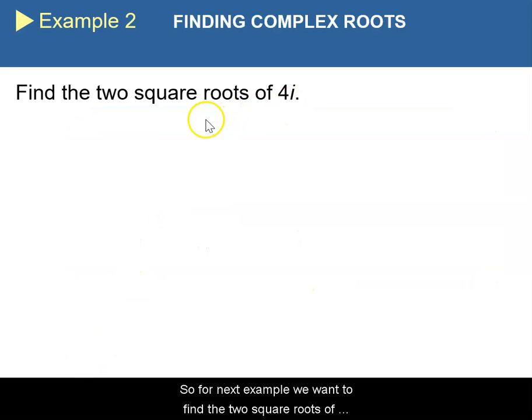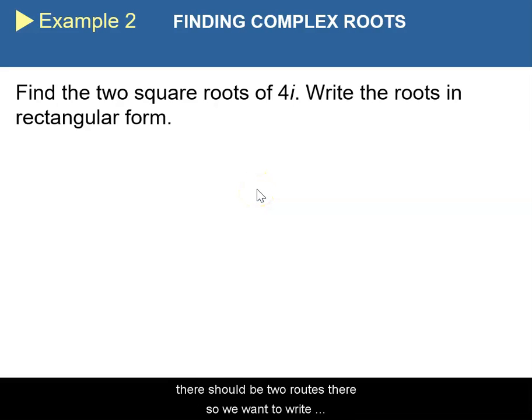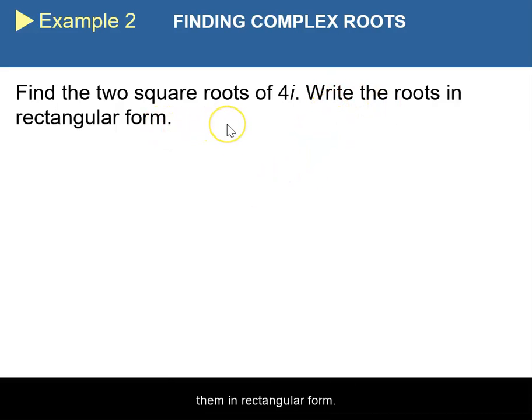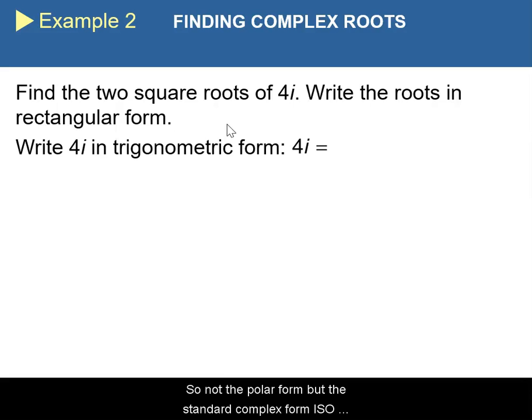Okay. So for our next example, we want to find the 2 square roots of 4i. So we're going to take 4i, and we basically just want to take the square root. If you remember, as I said earlier, that means you have 4i to the 1/2 power, so there should be 2 roots there. We want to write them in rectangular form, so not the polar form, but the standard complex form.